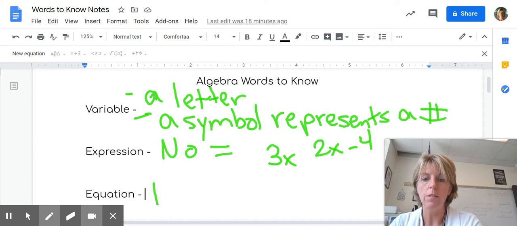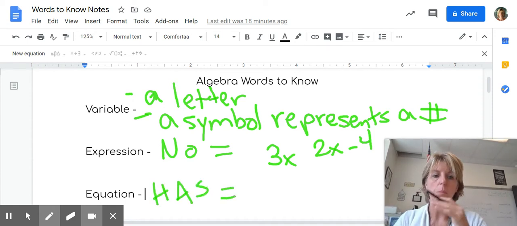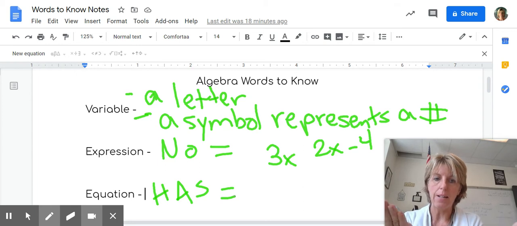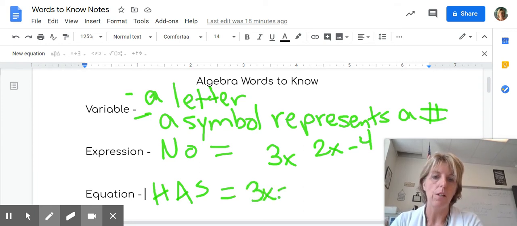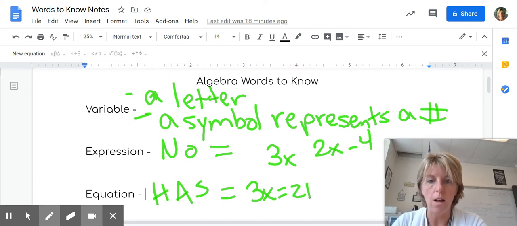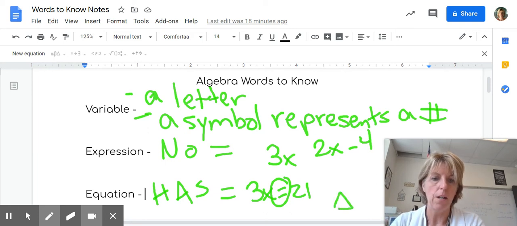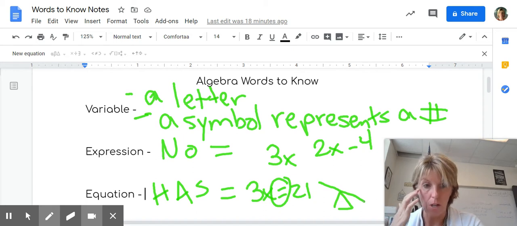Whereas an equation has an equal sign. So it's going to be a balancing. It's going to have a left side and a right side, and it's going to balance. So if we take that 3x and put equals 21, that becomes an equation, not an expression. An equation has this equal sign right there. So it's a teeter-totter, a balance between the two things. I like to think of it like this.